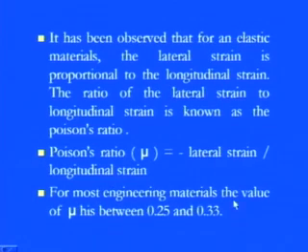Longitudinal strain is that part where you see the extension, or where the load is applied. So, this is the direction of the lateral divided by the longitudinal strain, and for most engineering materials the value of mu falls between 0.25 and 0.33. But keep in mind that wherever we apply the Poisson ratio, it is only applicable within the elastic region.